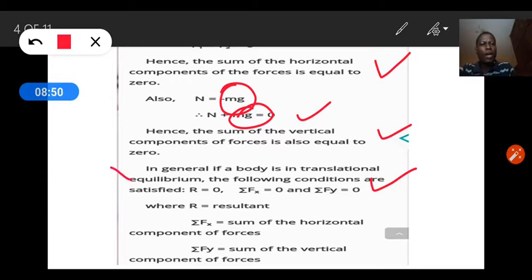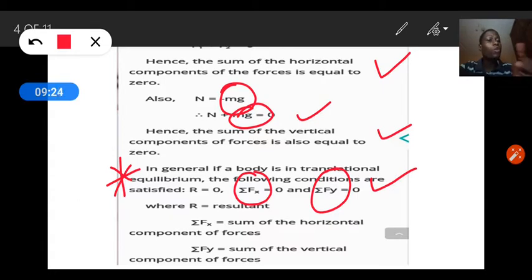In general, this is what we should bear in mind for all the solutions we are going to be doing for today's class. Those are the conditions of equilibrium. Summation of all the forces, the x represents horizontal. Summation of all the forces along the horizontal is equal to 0. Summation of all the forces along the vertical is expected to be equal to 0 for an object in translational equilibrium. For an object in equilibrium, the resultant will also be 0.